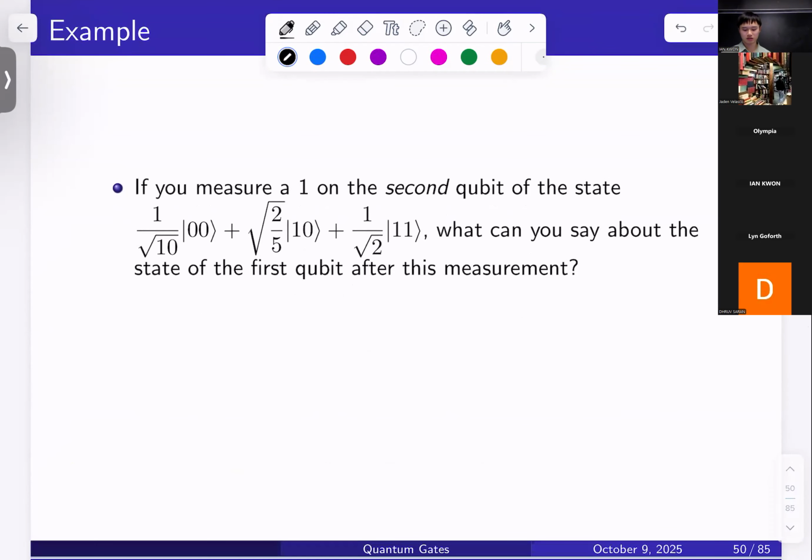Okay, so let's say we did this. I guess you guys can read it. And what can you say about the first qubit?